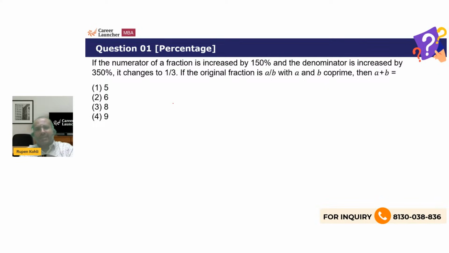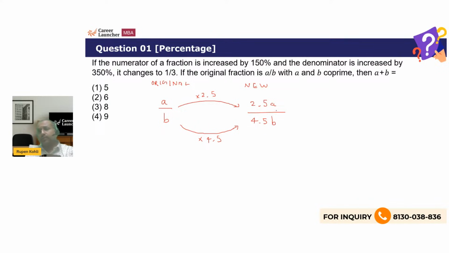So if the original fraction is a by b, he's already giving you the variables, take them as a by b. How did you get to the new fraction? You increased the numerator by 150%, which means multiplied that by 2.5, so it became 2.5a. You increase the denominator by 350%, so that becomes 4.5 times, so 4.5b. So this new fraction 2.5a over 4.5b is given to be equal to 1 by 3.